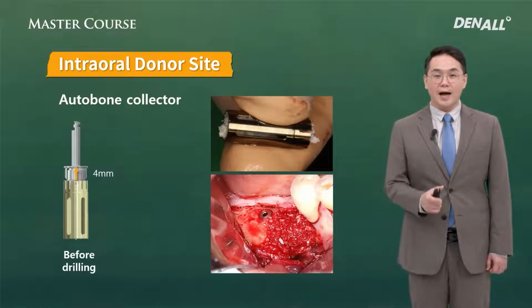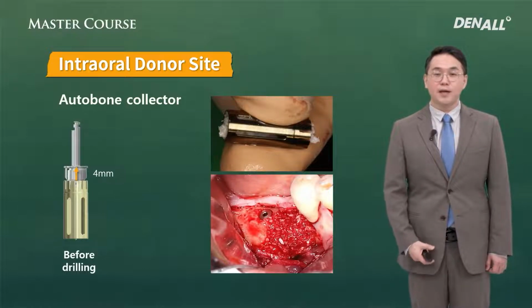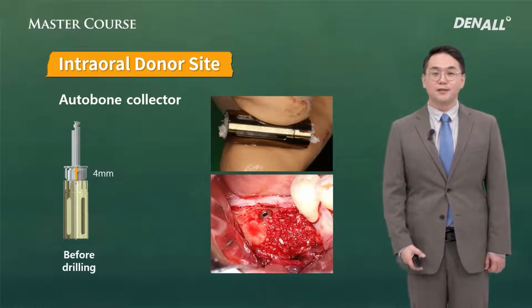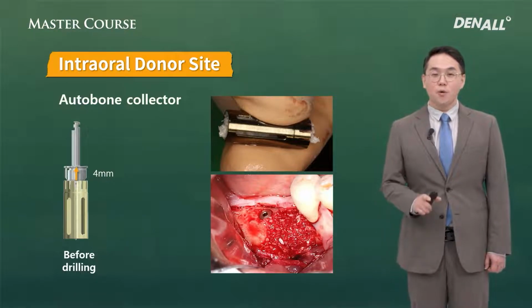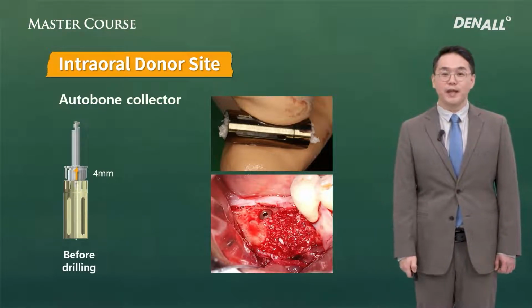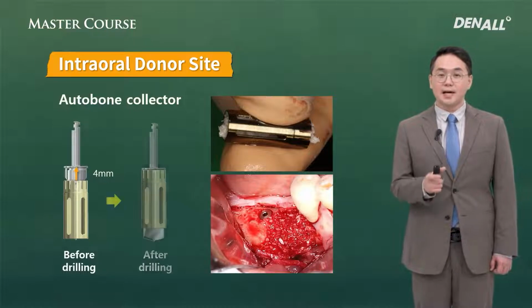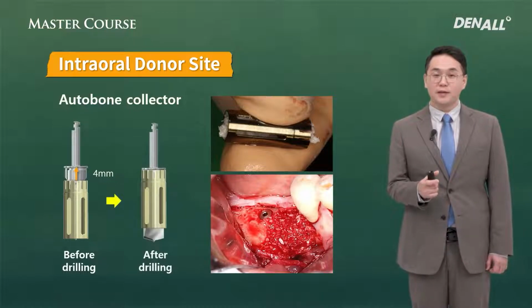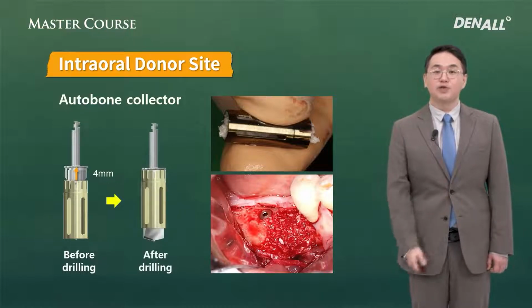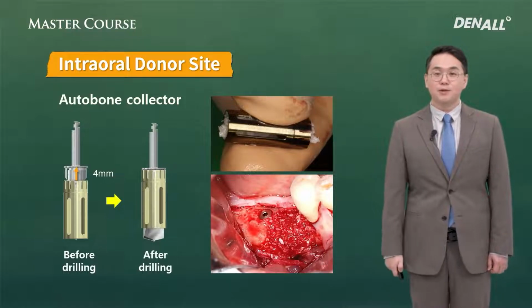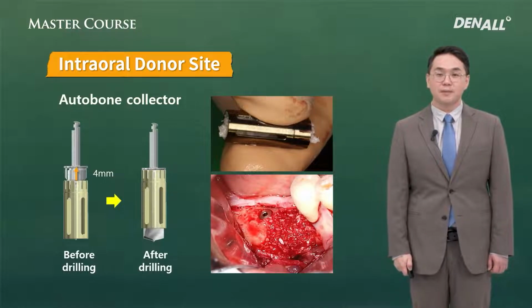Before drilling, you can connect the stopper in the indentation area at the speed of 500 to 600 RPM. It can be drilled into the cortical bone. You need to stop when the stopper reaches the top stopper of the drill. As I said before, the drilling depth is about 3.8 millimeters.